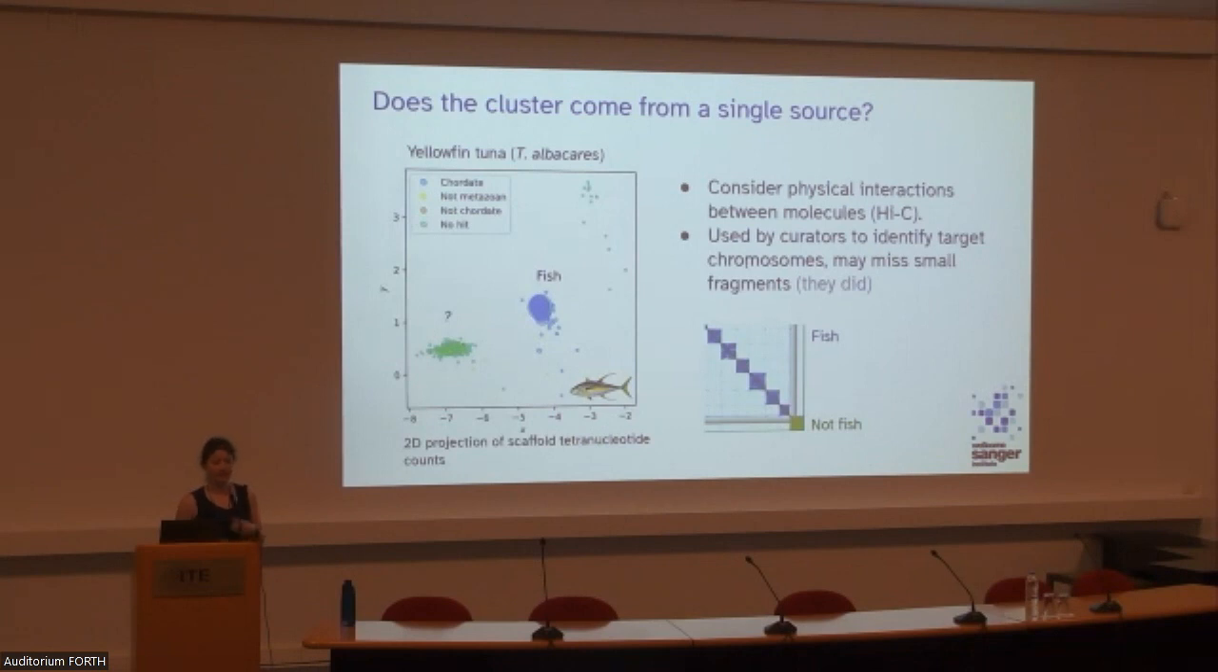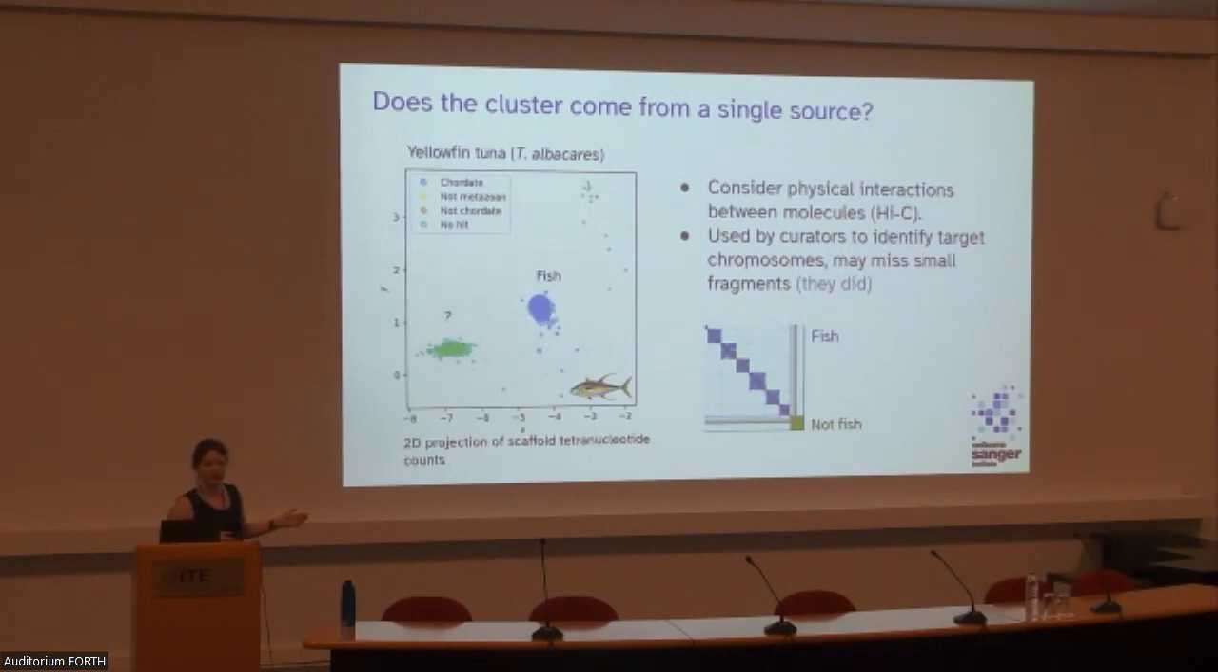And one way this is routinely done in curation is to look at the chromatin contacts. So you expect that if something belongs to the same genome, it should be physically interacting. So the curators will look at these nice maps and try to puzzle together the chromosomes of the target and then remove anything that hasn't been caught by another pipeline to get rid of it.